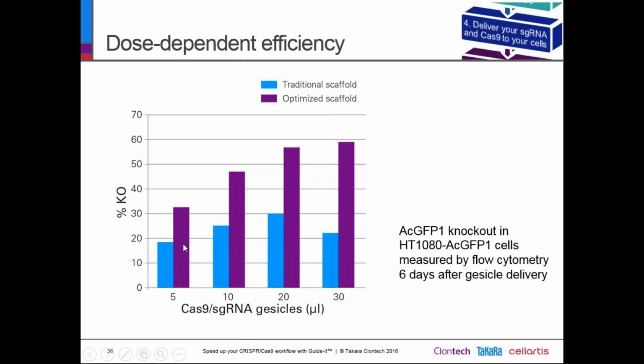So as you can see here in blue, increasing the amount of Gesicles when using the traditional scaffold does not really help, and you cannot really get over 30% of knockout. However, when using the optimized scaffold, you can see a nice increase in the efficiency, and 30 microliters is what's currently recommended in the standard protocol. For some cell lines, maybe 20 microliters can also be enough, but this is the amount recommended in the standard protocol.